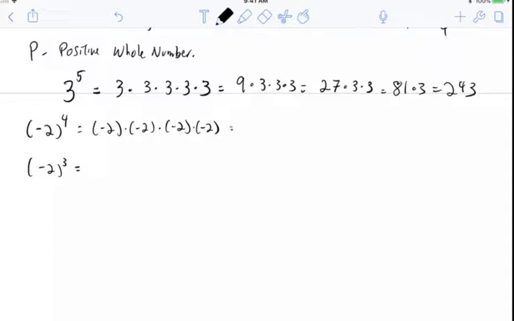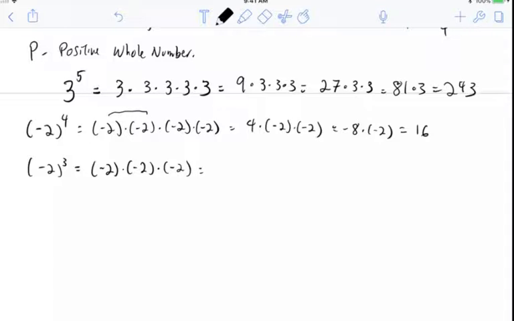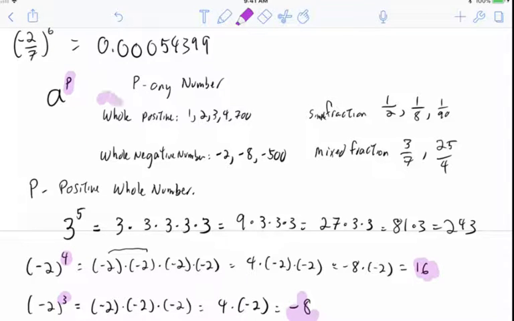So this is multiply these two together. Minus 2 times minus 2 is 4. 4 times minus 2 is minus 8. Minus 8 times minus 2 is 16. And this one: minus 2 times minus 2 times minus 2. So the first one, minus 2 times minus 2, is 4. And 4 times minus 2 is minus 8. This is actually kind of neat. For this term, if it's 4, you get a positive number. If it's 3, you get a negative number. That was fun. Okay. So in this list of different interpretations, we covered that one.